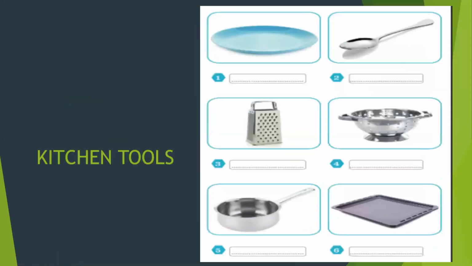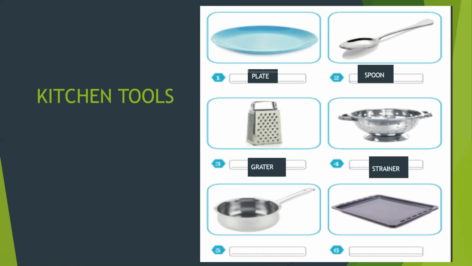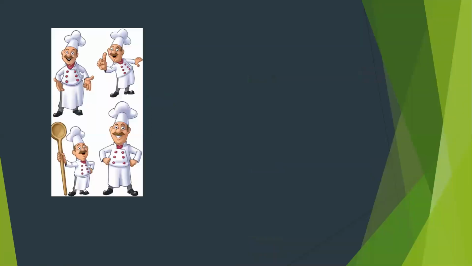And now it's time for the kitchen tools. What are kitchen tools? The things you can use in the kitchen while you are cooking something. I don't go into detail because the pictures are so clear. I think the first one, plate, and second one, spoon, and I have mentioned grater and strainer, saucepan, and tray. Here we go.